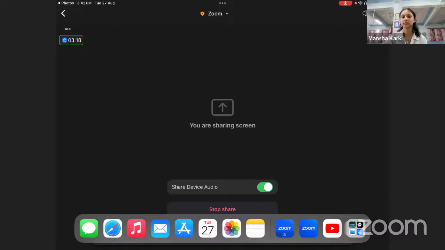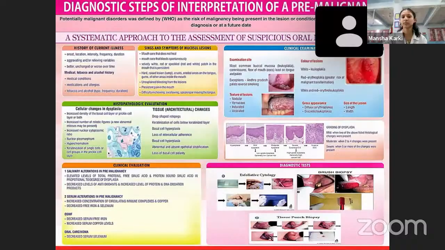After doing clinical examination and diagnostic tests, we do the histopathological evaluation, which is of utmost importance. This lesion shows several stages of dysplasia. Features of dysplasia are increasing density of the basal cell layer, increasing mitotic activity, increasing nucleocytoplasmic ratio, nuclear pleomorphism, and hyperchromatism. There are three stages of dysplasia: mild, moderate, and severe.